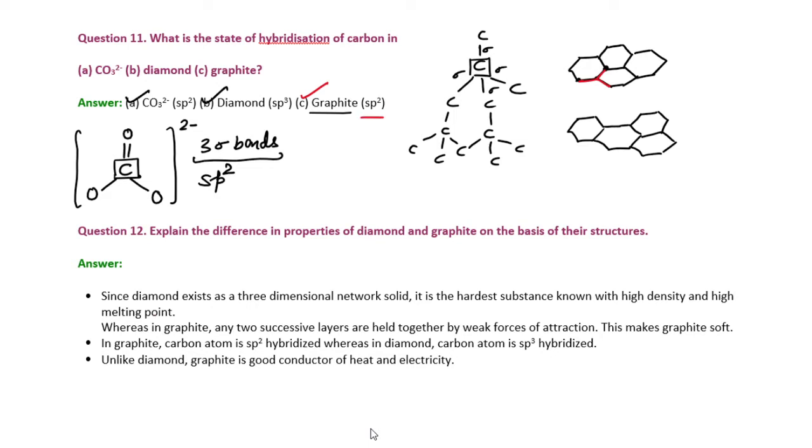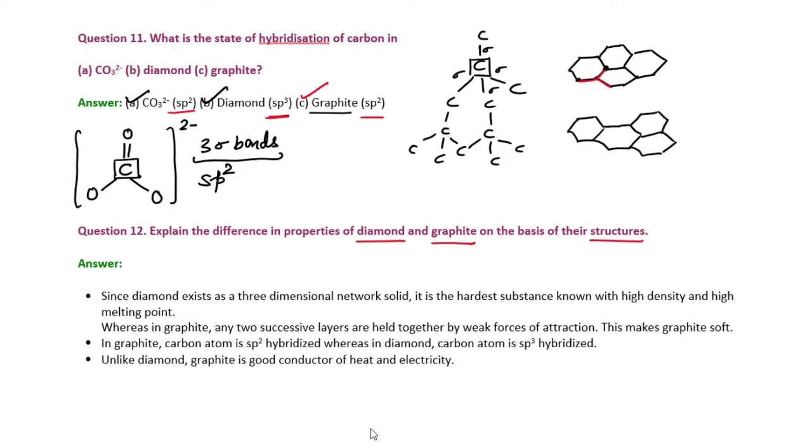Okay, so in carbonate and graphite, carbon is sp2 hybridized, and in diamond, there is a 3-dimensional network structure and each carbon is sp3 hybridized, right? Now question number 12. Explain the difference in properties of diamond and graphite on the basis of their structure.